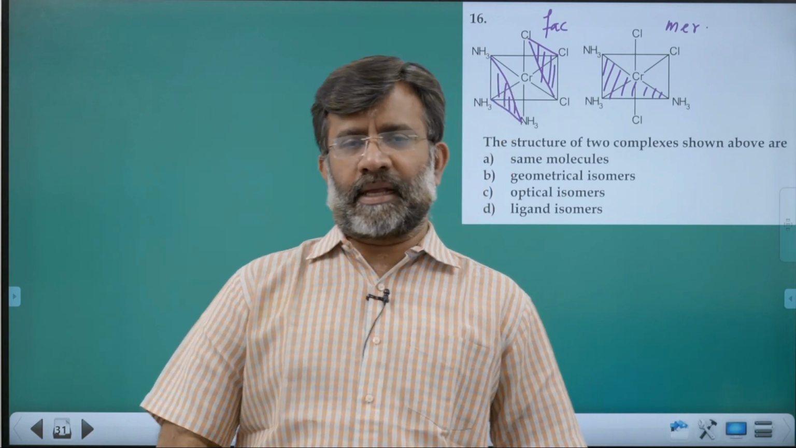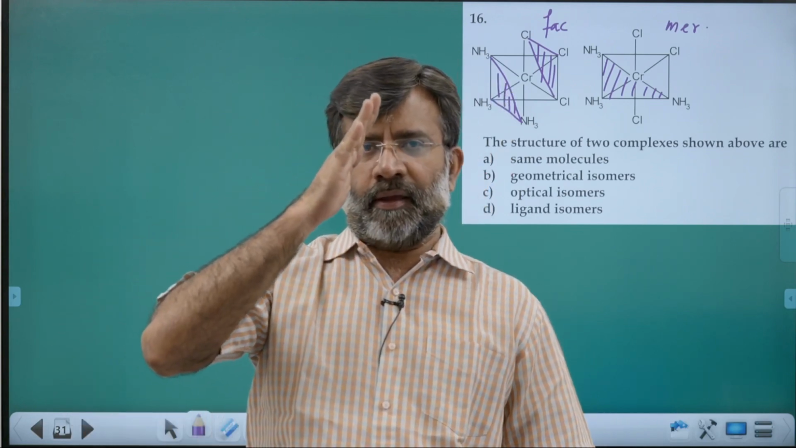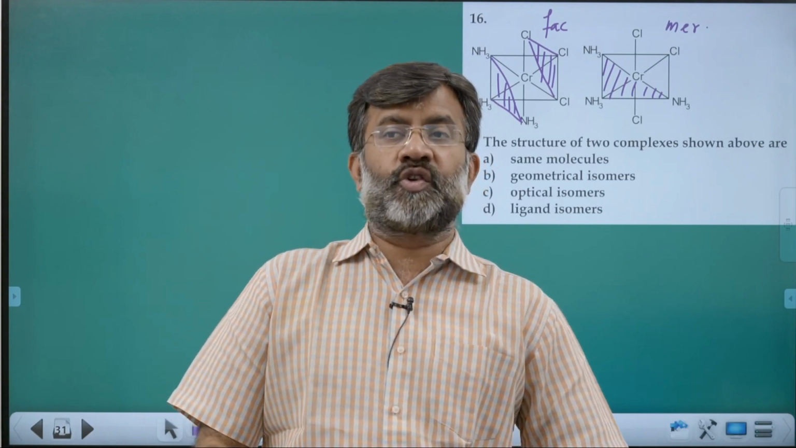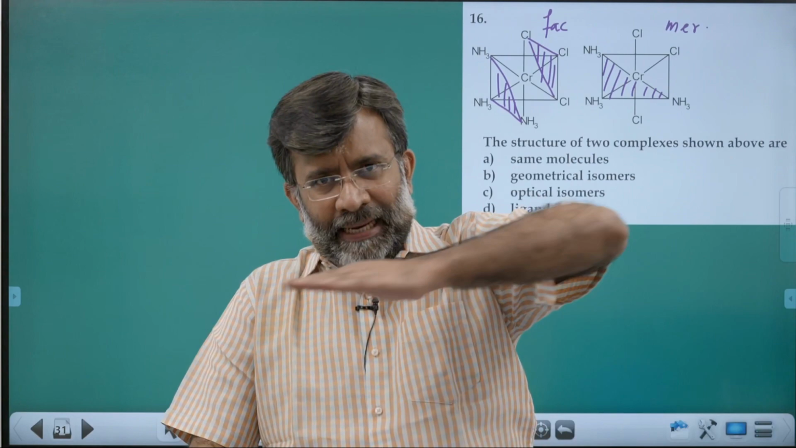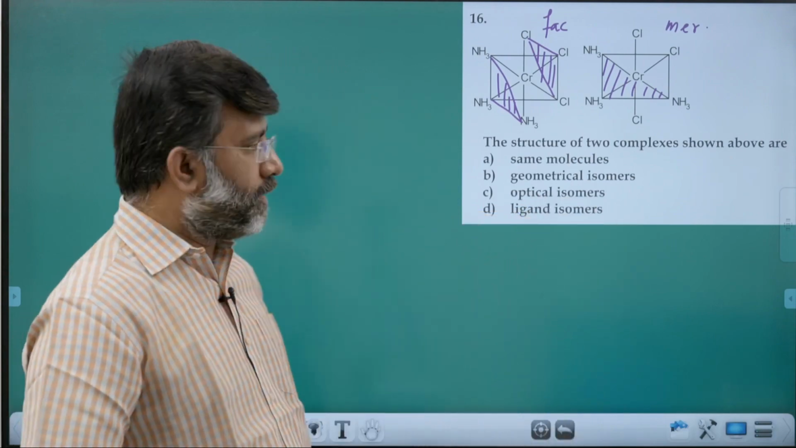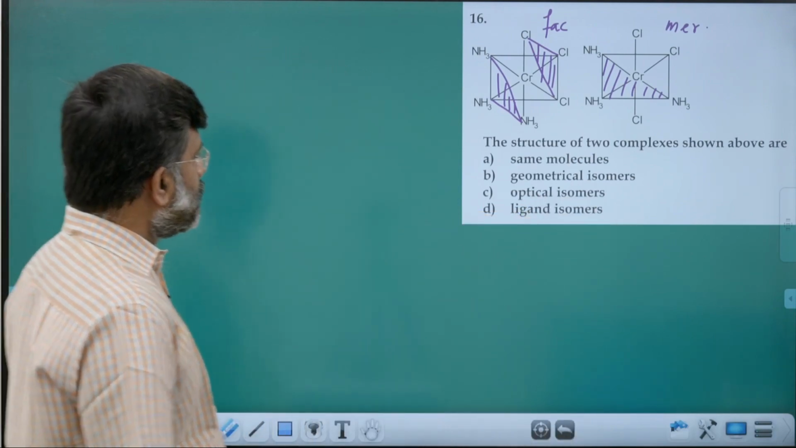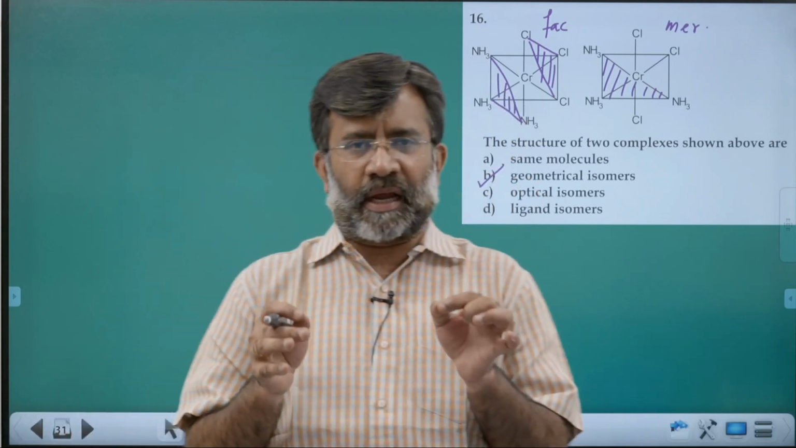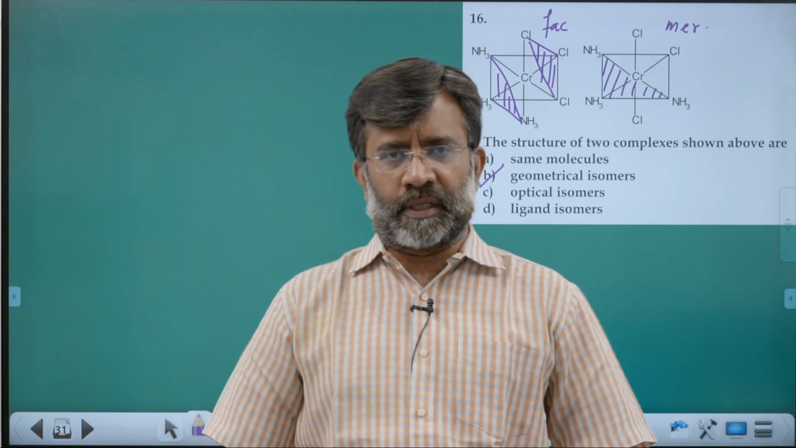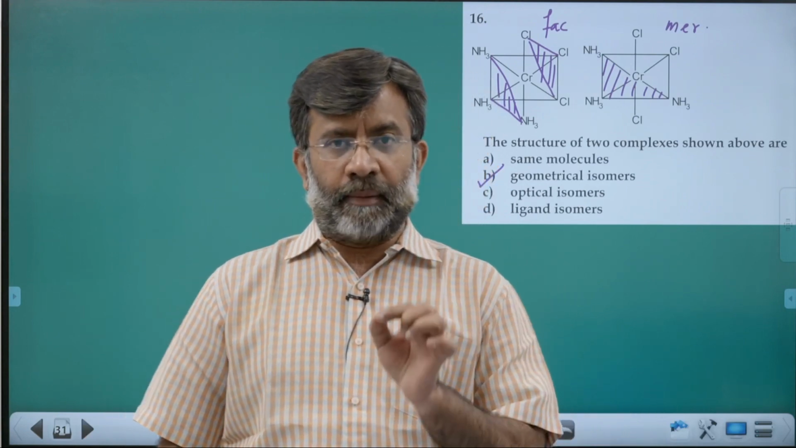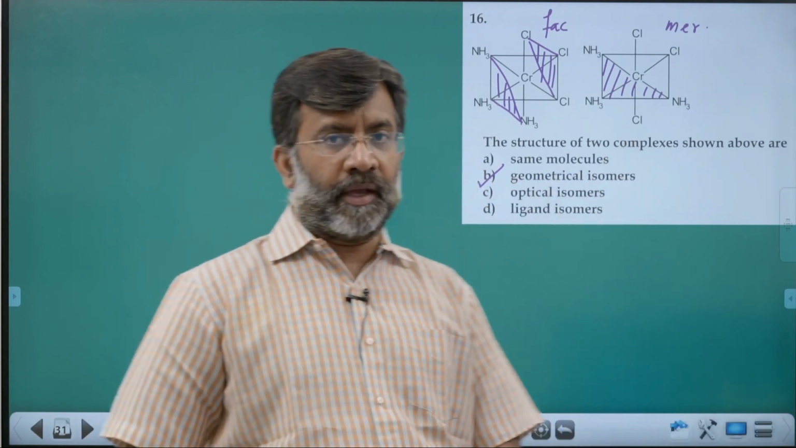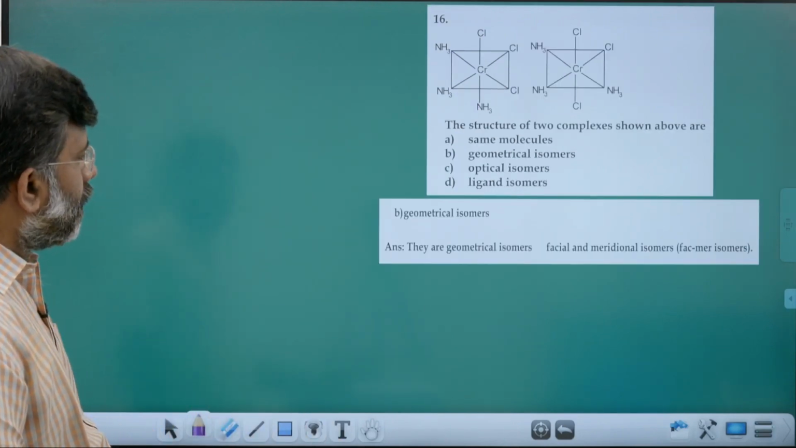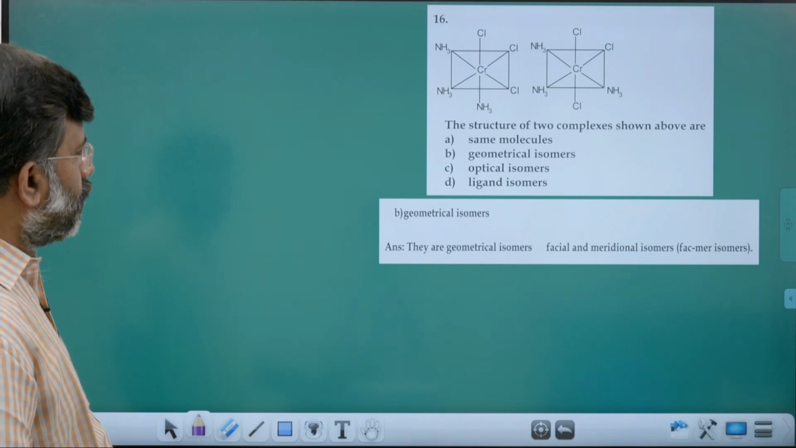So three ligands coming across the corner of a lateral face is facial isomerism, and coming in a plane is meridional isomerism. It is a part of geometrical isomerism, a special type of geometrical isomerism performed by the molecule Ma3b3. Facial meridional isomerism.